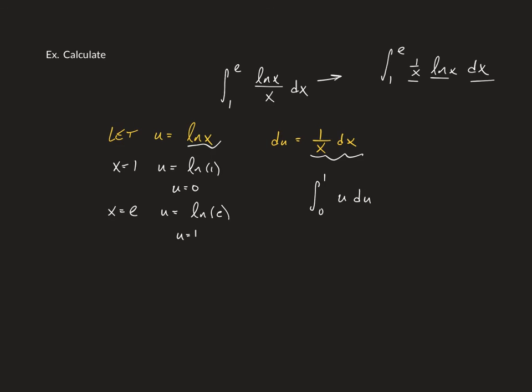Now I'm going to use the fundamental theorem of calculus on this portion of my integral. So this is going to leave me with 1/2 u squared evaluated from 1 to 0. Okay, and I can plug in my values. So that's 1 squared over 2 minus 0 squared over 2. And that's going to leave me with 1/2.